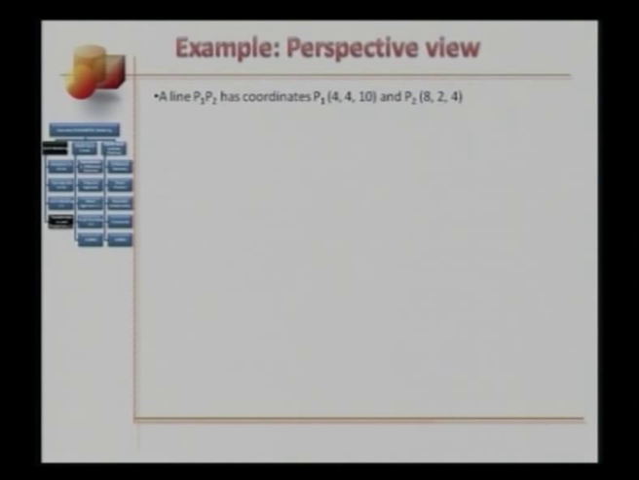A line P1, P2 has coordinates P1 as 4, 4, and 10, and P2 as 8, 2, 4. The observer's eye is located along the negative z direction at 0, 0, minus 4. We are interested to find the perspective projection of the line P1, P2 on the xy plane. In a sense, we are interested in finding the perspective images of all points on the line P1, P2, the image being on the xy plane.